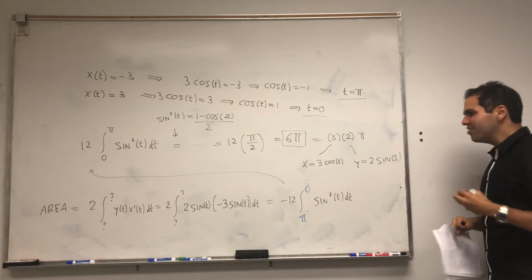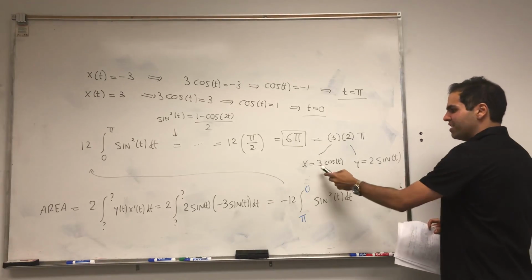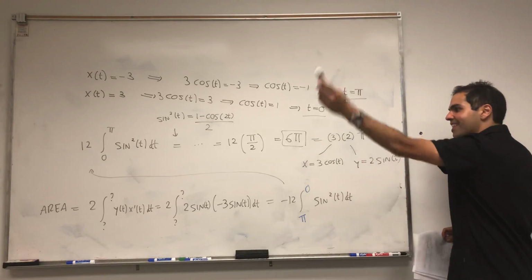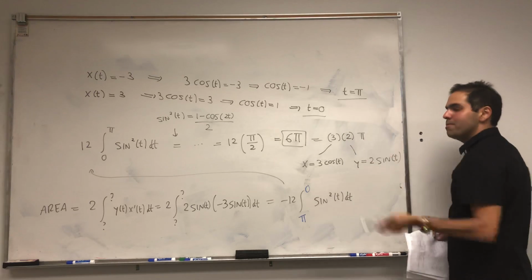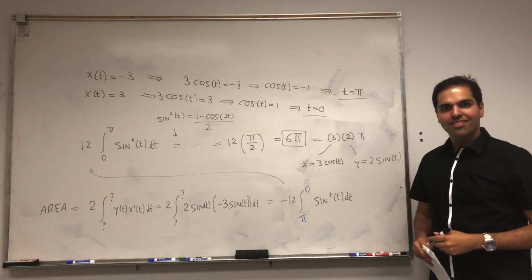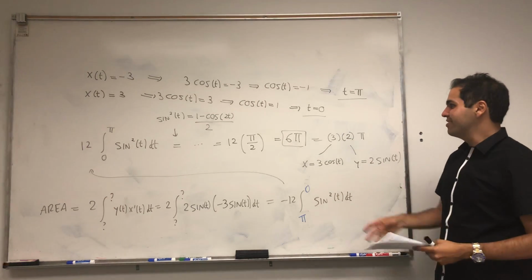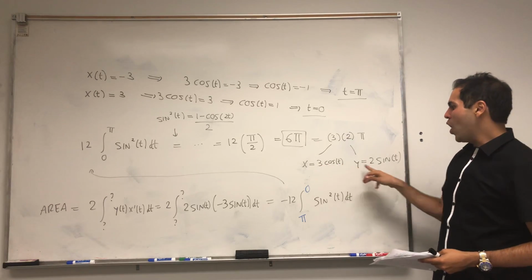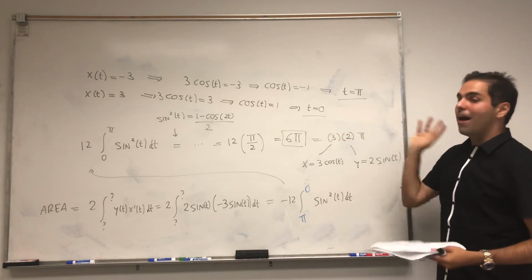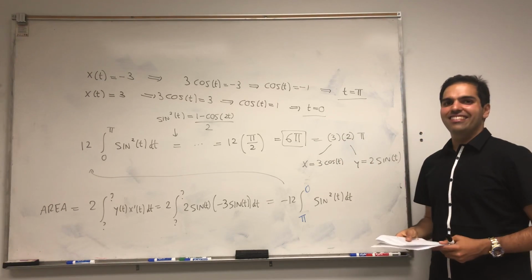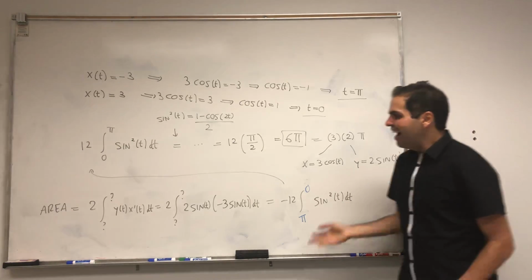And in particular, the cool thing is, if this were a and this were b, then the area of the ellipse would be pi times a b. And more interestingly, if it was actually a circle, with r and r here, then it would be pi r squared, which is exactly what we expect.